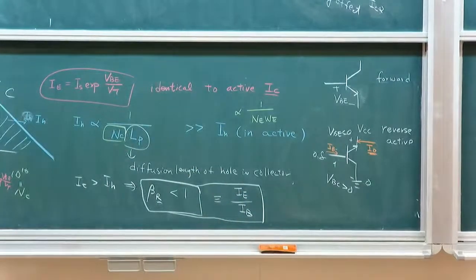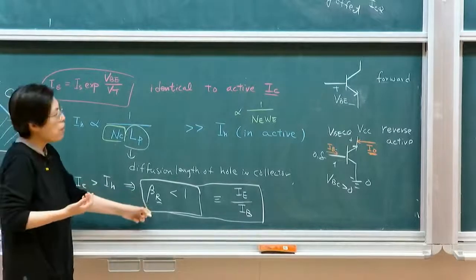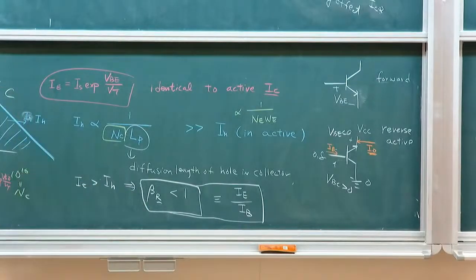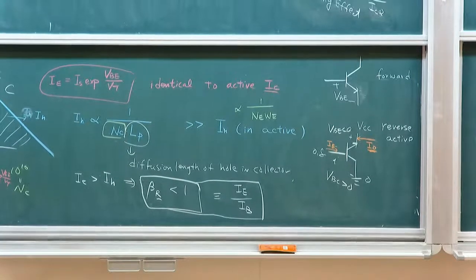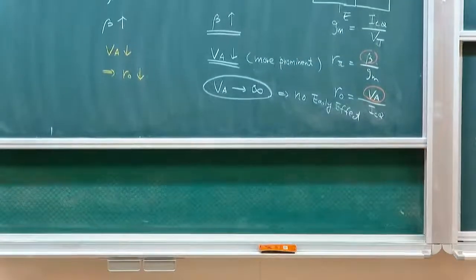Okay? So a current gain less than one doesn't really help you. You're paying too much, and that leads to very poor transistor amplification performance. Therefore, you want to avoid that, or you want to avoid misconnecting your circuits. Okay? Yes.